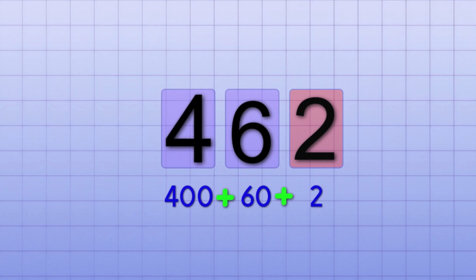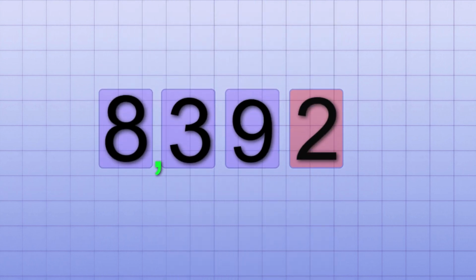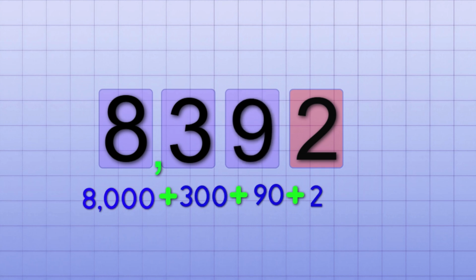Because the 4 is in the hundreds place, and the 6 is in the tens place, and the 2 is in the ones place. Let's try another one. 8,392 becomes 8,000 plus 300 plus 90 plus 2, because each digit tells us how many of each group we have.